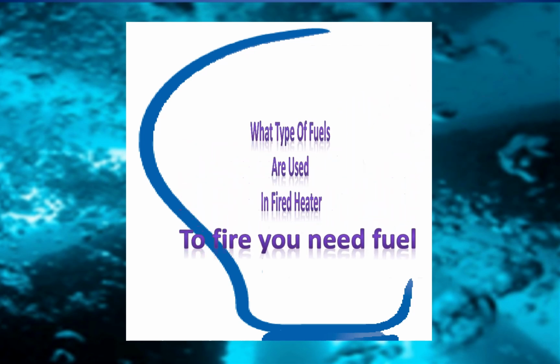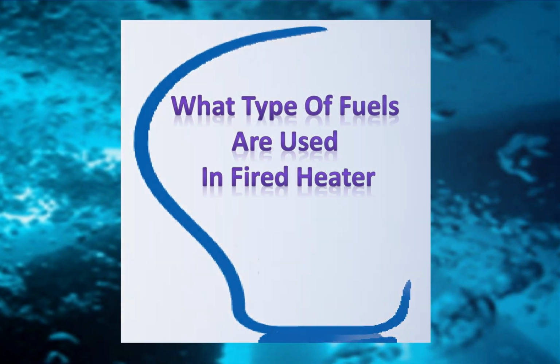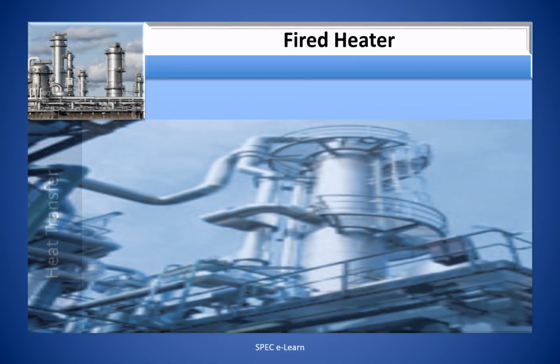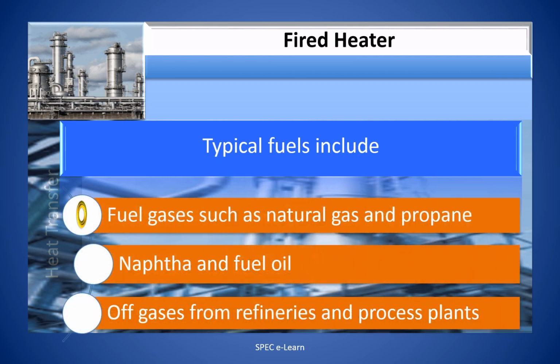Now come to the combustion process. Combustion needs a fuel. So what types of fuels are used in the fired heater? Typically, the fuels used for combustion in the fired heater include fuel gases such as natural gas and propane, liquid fuels such as naphtha and fuel oil, and off gases from refineries and plants.